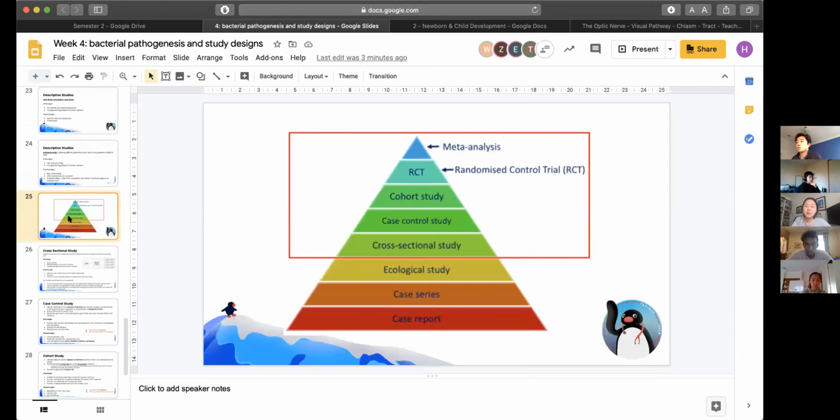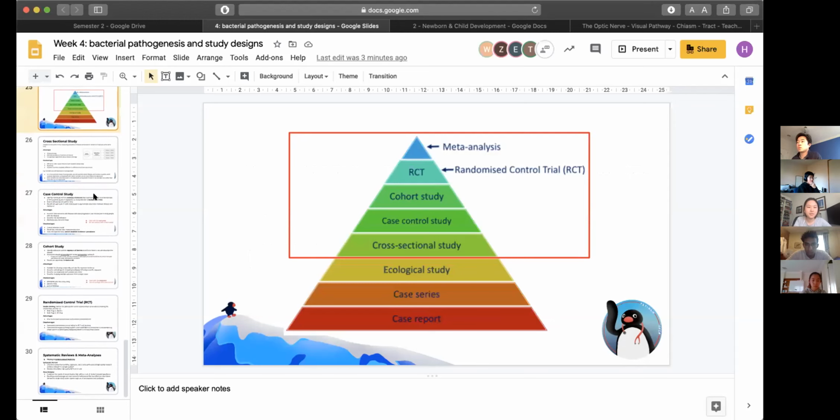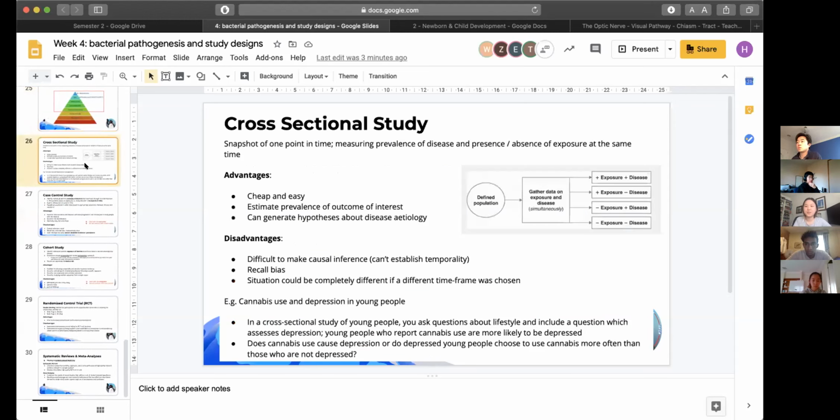So the ones that we do want you to learn, the ones that are actually good, are the ones on the top of the pyramid. So we have a few. There's a lot of information on these slides, but don't worry, you can read them slowly in your own time. The first one we've got is a cross-sectional study. This is a study done as a snapshot of one point in time, and it measures the prevalence of disease and the presence or absence of exposure at that same point in time.